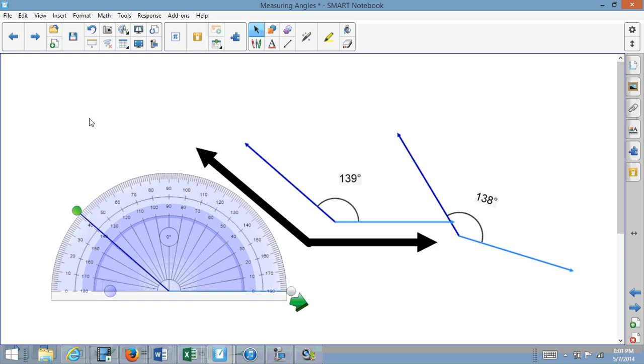So that's how you measure angles. So use your protractor to measure angles.